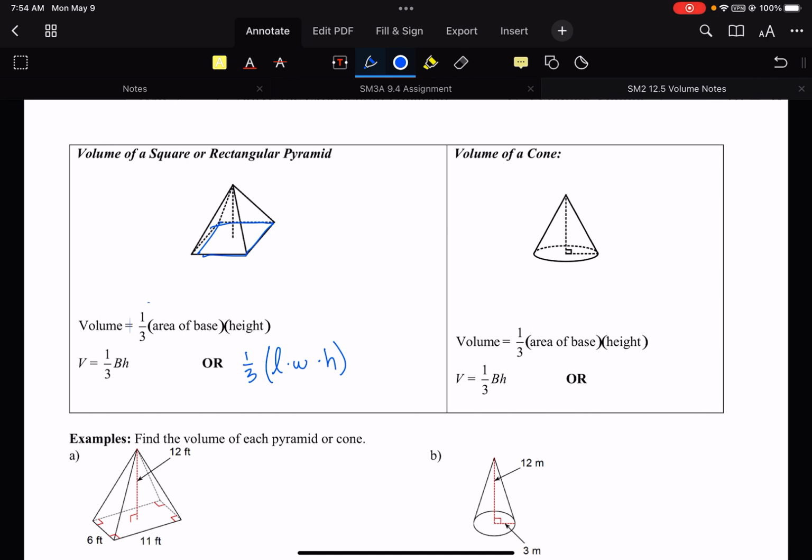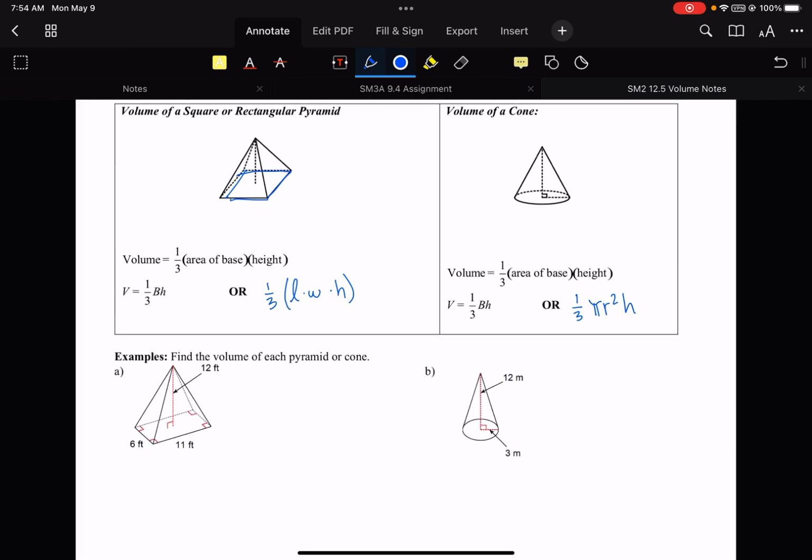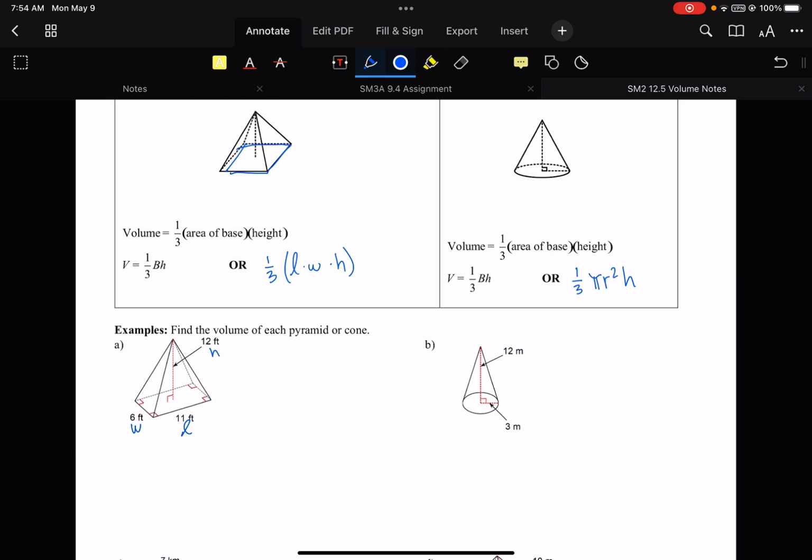Same thing with a cone. I'm going to do 1/3 times the area of the base, which is pi r squared, times the height. So let's do some examples. In this pyramid right here, let's go ahead and label my dimensions. My base is going to have a length and a width, and then the 12 is the height. So to find the volume of this, it'd be 1/3 times 6 times 11 times 12. You're going to write that down if you want points for it, which you do. Punch it into your calculator, you get 264 cubic feet.